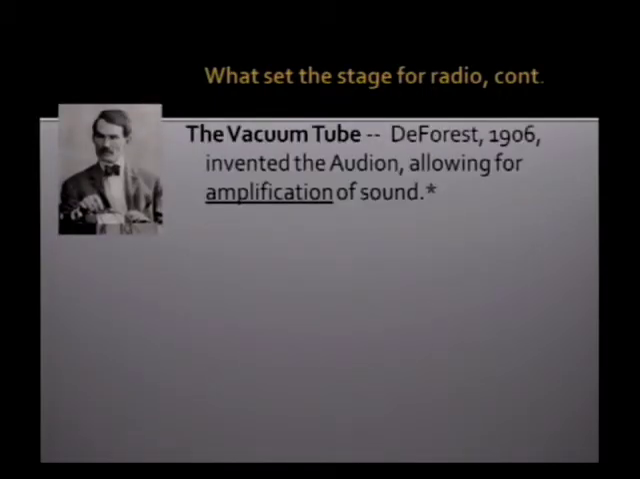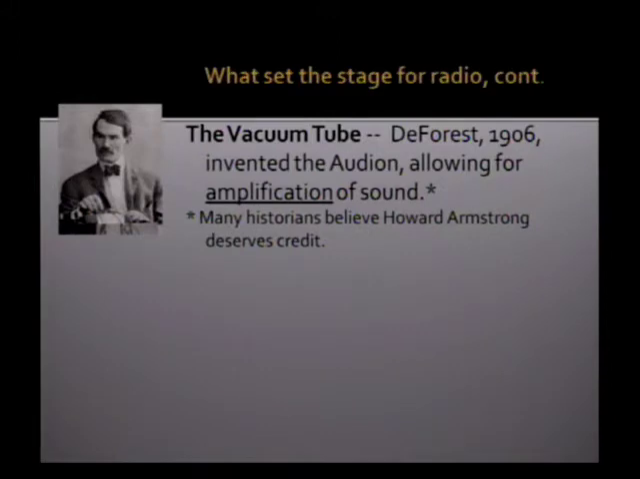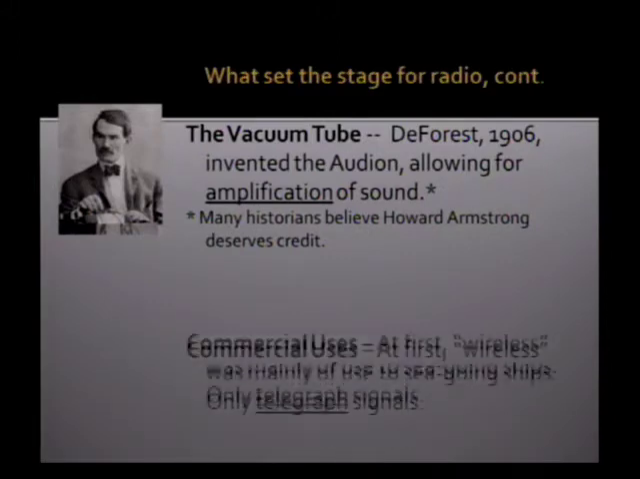Now, the vacuum tube came along in 1906, and with it, DeForest invented what was known as the audion. This allowed for the amplification of sound. And again, there are some disputes. Some historians say it was somebody else. We're going to go with, for our purposes, DeForest.